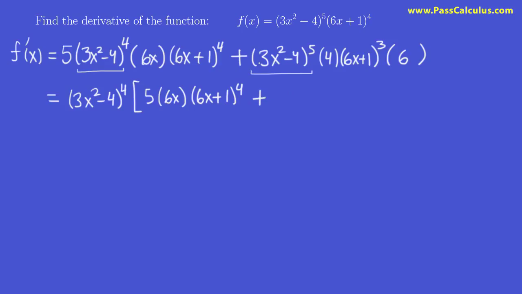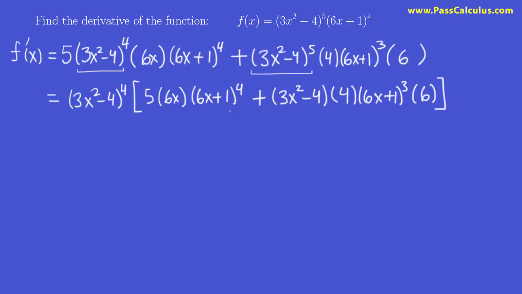Plus. Now, this has power of 5 here, but we've pulled out 4 of them. So the power of 1 is all that's left over. I won't bother writing the 1. And we have the 4 sitting there still, and same with the 6x plus 1 cubed times 6.